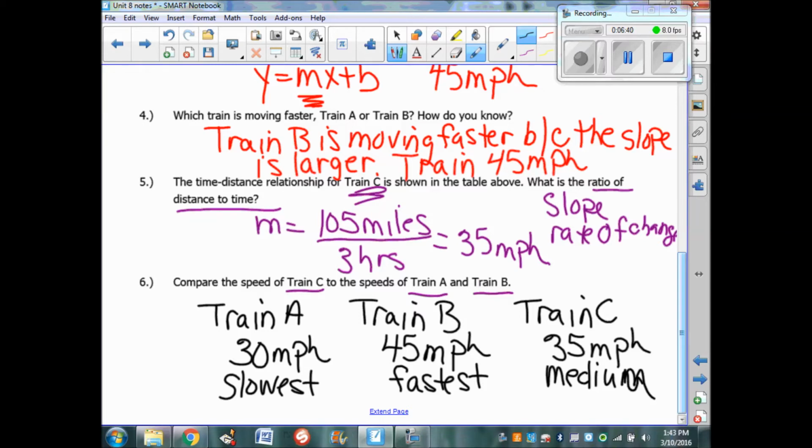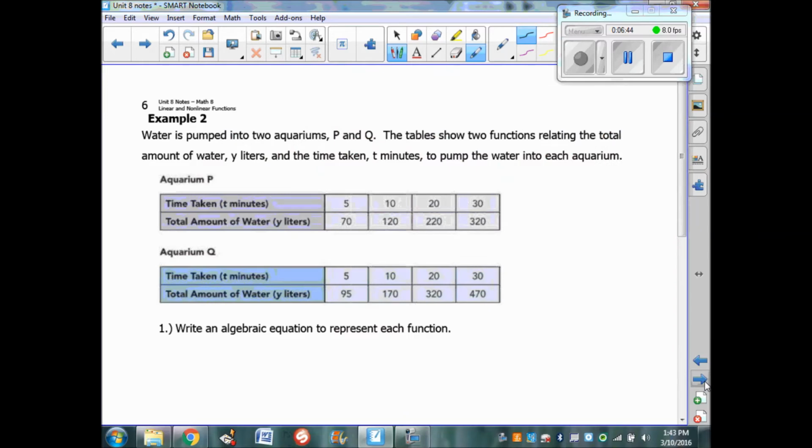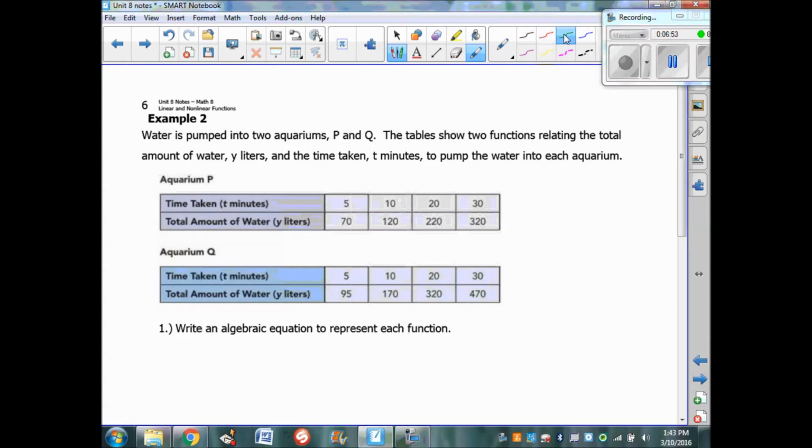All right, so let's go ahead and flip the page. Okay. So example 2 says that water is pumped into 2 aquariums, P and Q. So we have aquarium P and aquarium Q. The tables show 2 functions relating the total amount of water, Y. So here's my Y, which is my total, and then my time is T minutes.